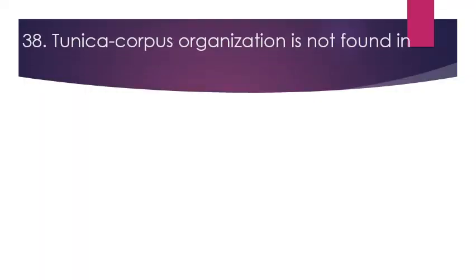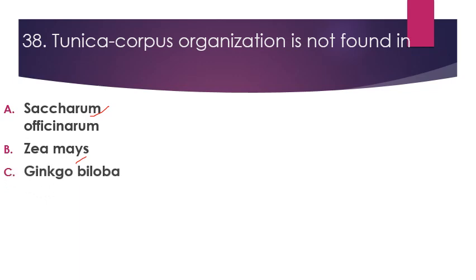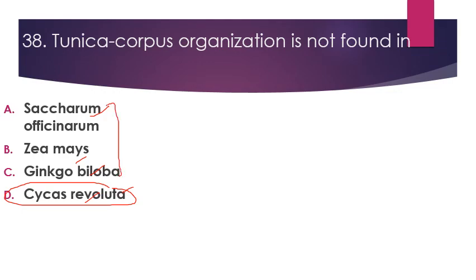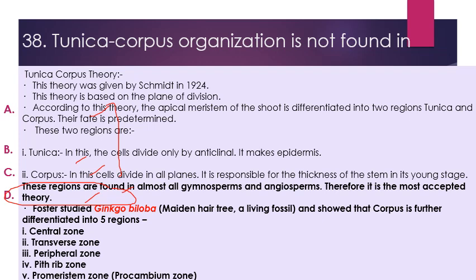The next question is, tunica corpus organization is not found in. Our options are Saccharum officinarum, Zea mays, Ginkgo biloba, and Cycas revoluta. So this tunica corpus theory was given by Schmidt in 1924, and this theory is not applicable for this gymnosperm, that is Cycas revoluta, and all the other options follow this theory, that is tunica corpus theory. So this theory was given by Schmidt in 1924 and is based on the plane of division.